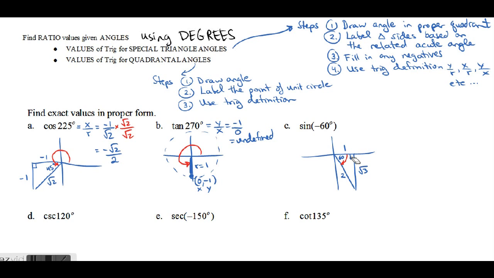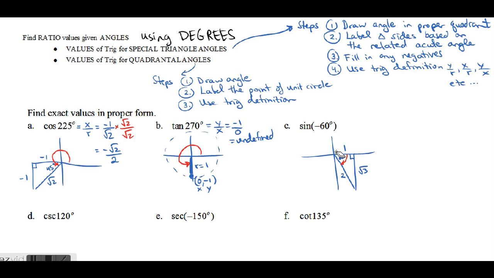The biggest angle is 90. So 90 is the biggest angle, so it's across from the biggest side. 60 is in the middle, so this is the side that's also in the middle across from it. And then 1 is across from angle 30, which is the smallest one. So now we've labeled it.